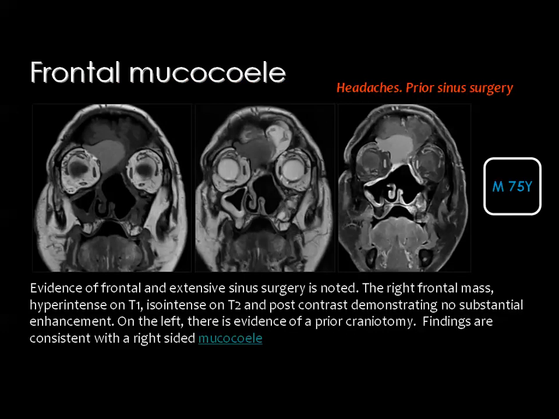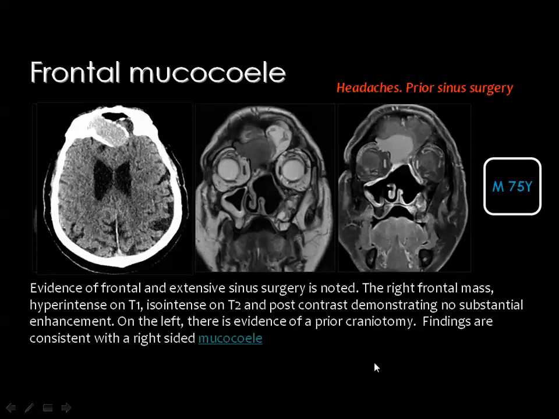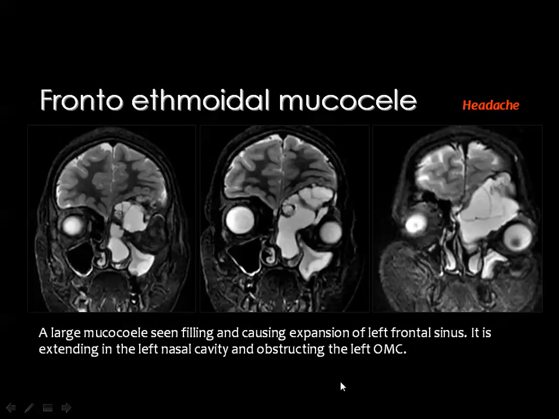Mucoceles on MRI sometimes show dark signal on T2 weighted images, and they show bright signal on the T1 weighted image. After contrast injection, they will not show enhancement, or they may show only marginal contrast enhancement. And this is the appearance of a frontal mucocele with bony expansion on the right side.